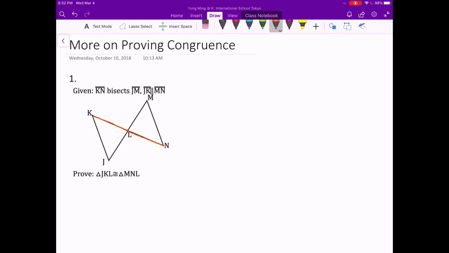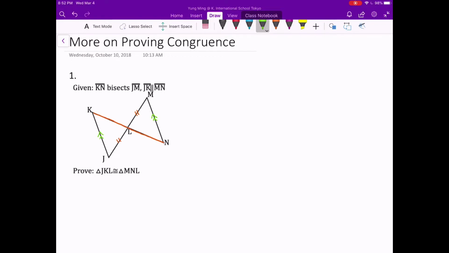First of all, you have your KN bisecting JM. That means you will cut the JM into 2 equal pieces. And then we have JK parallel to MN. You can see that angle J, for example, is going to be exactly the same as angle M because of the zigzag alternating angles. On the other hand, we also have K equal to N. So I think we get all the information that we need.